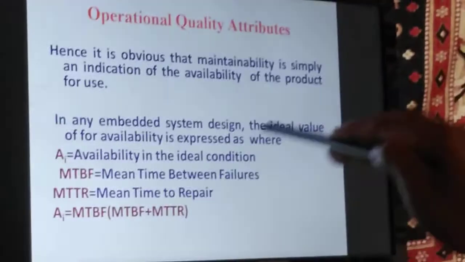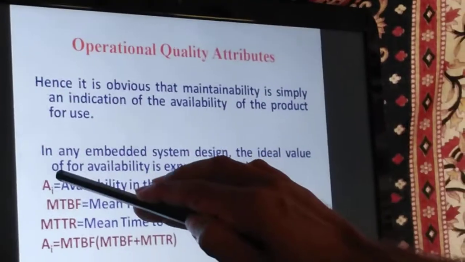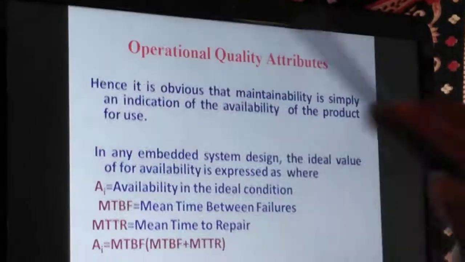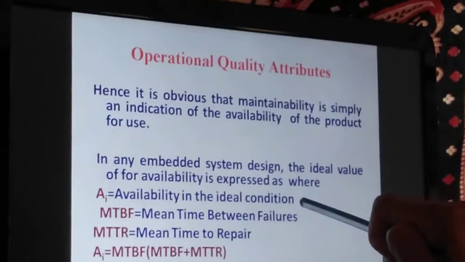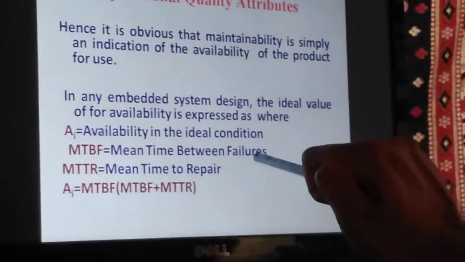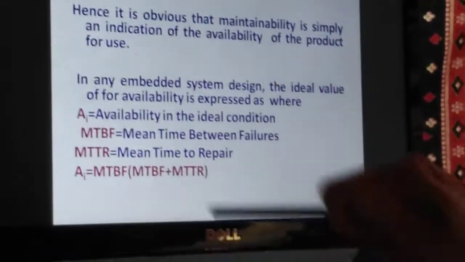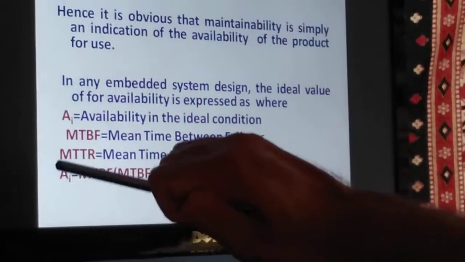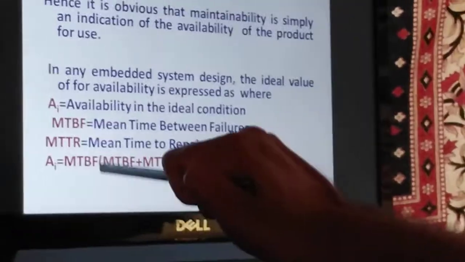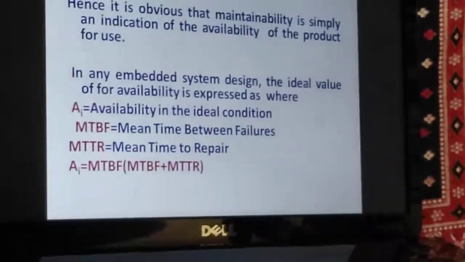For an embedded system design, the ideal value for availability is expressed as A = MTBF / (MTBF + MTTR), where A is the availability in the ideal condition, MTBF is the mean time between failures, and MTTR is the mean time to repair.